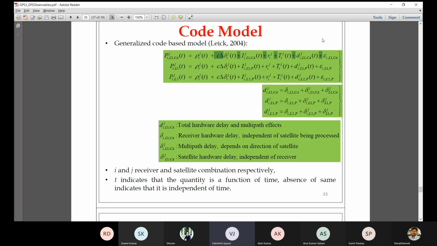So D_i^j L1 CA, which is nothing but the total hardware delay and multipath effects, is written as receiver hardware delay plus multipath delay plus satellite hardware delay. So I hope this equation is very clear. The above figure, which we have explained, is simply represented in terms of equation.